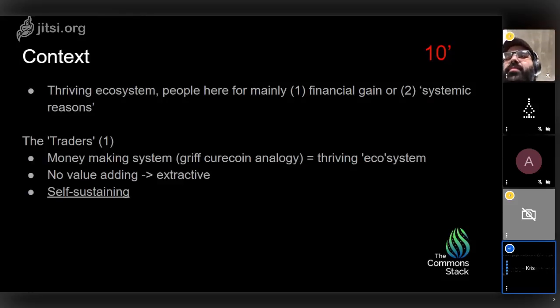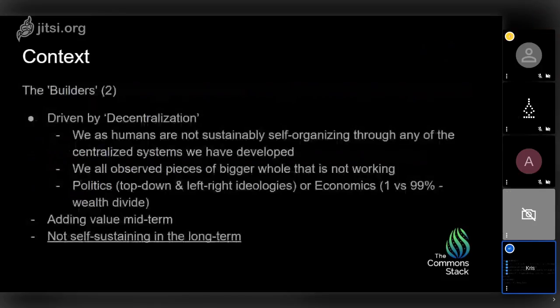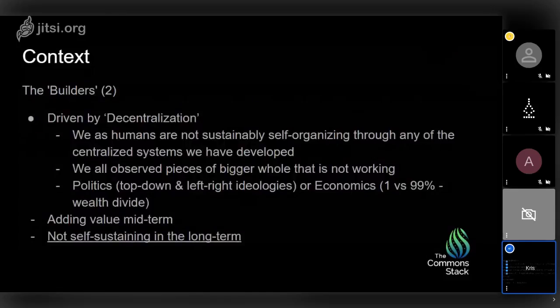So you have the traders, first of all, the money-making people, and this is a proof of the fact that a system can be self-sustainable. That's actually the point I want to make here. That's why I want to start with the traders. They have the self-sustaining system. The second group of people, the builders, are here because of ethical reasons, because they see that the systems are not working, and so they want to change them.